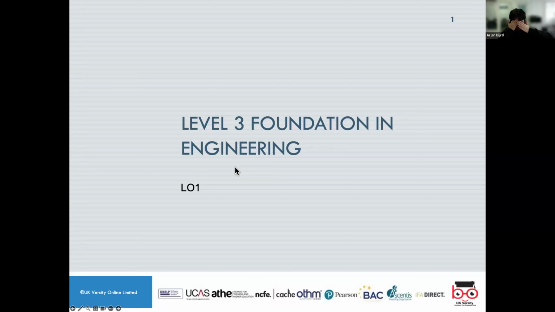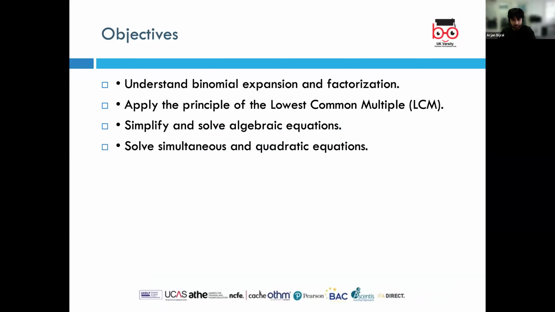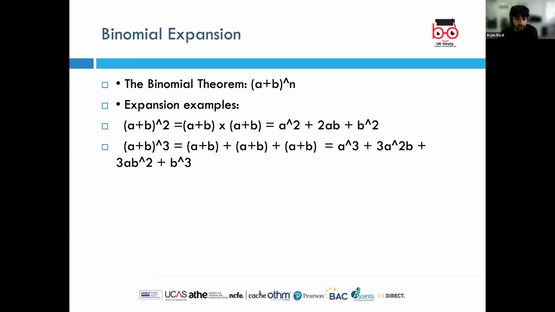So today I'm just going to start the maths portion of the engineering diploma. Today we'll be going over a few things: binomial expansion of quadratics, factorization of quadratics as well, and managing and manipulating various different quadratic equations, and how those can be applied in engineering.